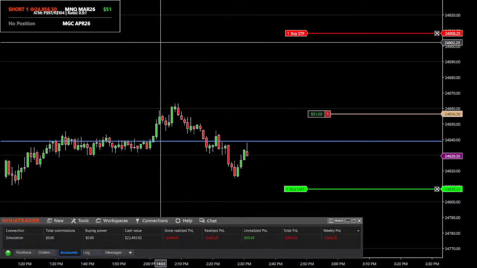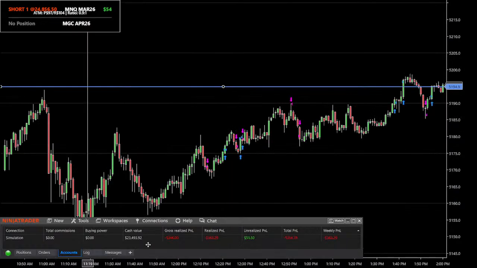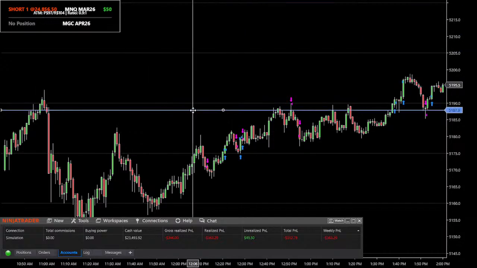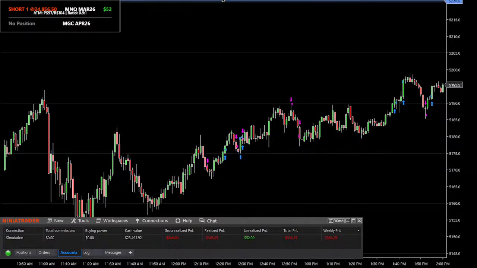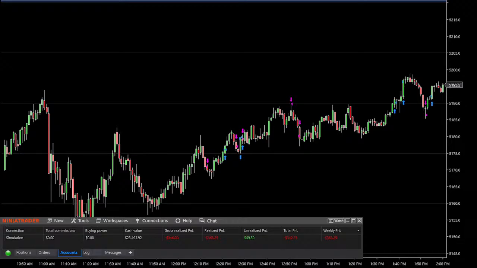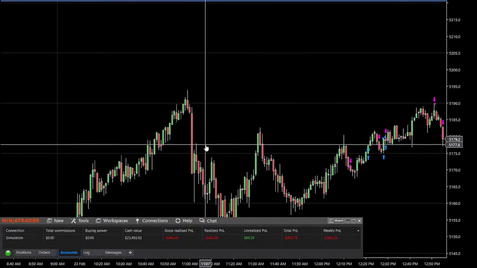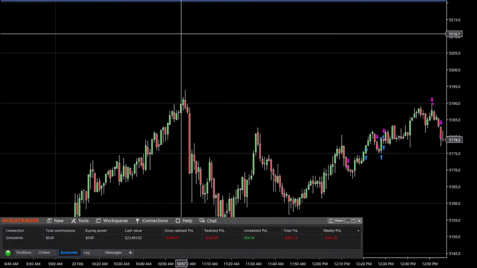Wait, why is this... Oh, that's the price line, my bad. Price line is also a... Oh my gosh, what is going on? Maybe that's the indicator stuffing up. Priceline is also a shop in Australia. It's a chain of pharmacies. I like little puns and stuff like that.